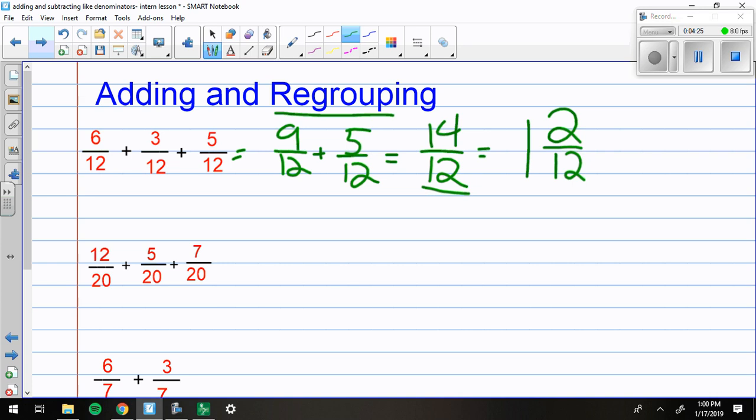But we're still not done. Because 1 2/12 is not in simplest form. I'm going to keep my 1 because my whole number stays the same. I'm not touching that. But I could divide my numerator and denominator by 2. And I would get 1 and 1/6 as my final answer.